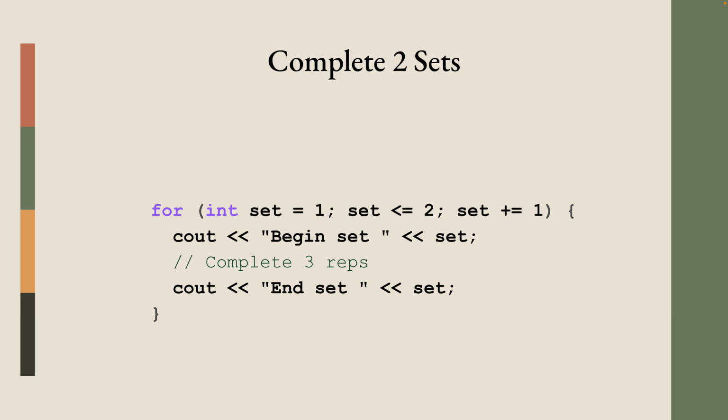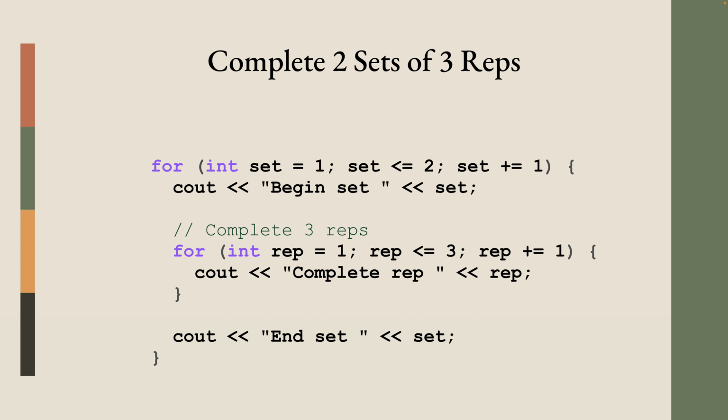So again, this was the code you all wrote when we wanted to complete 2 sets. We started with begin set 1, then we'll complete our 3 reps. We'll say end set 1, then begin set 2, complete 3 reps, end set 2. So literally this code that we wrote here, complete 3 reps, we're just going to copy it and replace this comment. Okay? So it looks like a lot more code, but all we did was we took this code that completes 3 reps and we put it inside of the for loop that does each set.